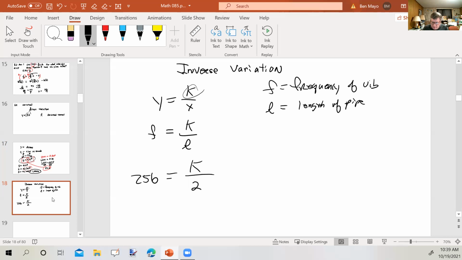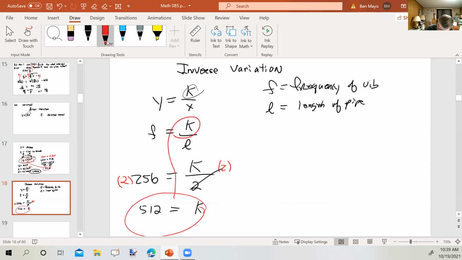So we have a length and a frequency of vibration. This allows us to solve for K. Multiplying both sides by 2, we get K equals what? 512, okay? So now we're going to take that and plug it in there. So our general formula now becomes specifically that. All right.